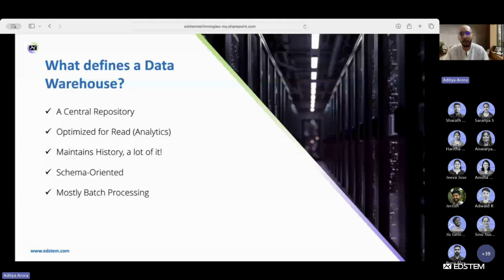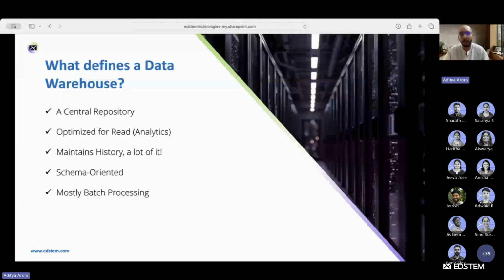So data warehousing, it's a central repository. That's key. So you can have a platform with a bunch of data sources and so on. But if it's fragmented, then you can't call it a data warehouse. It's just a bunch of data sources. So being a central repository with central governance is very key to defining a data warehouse, right?